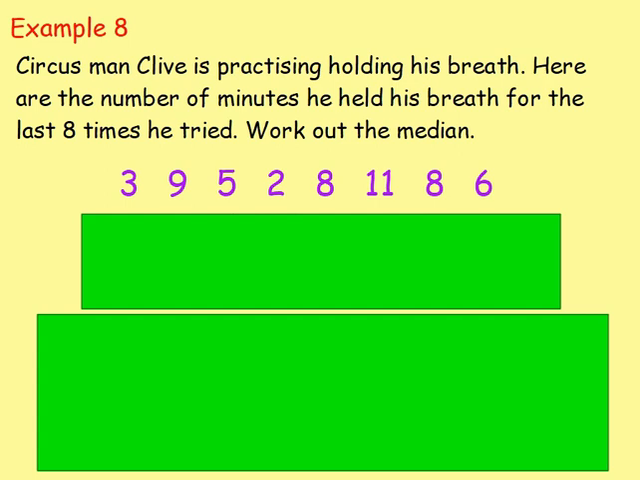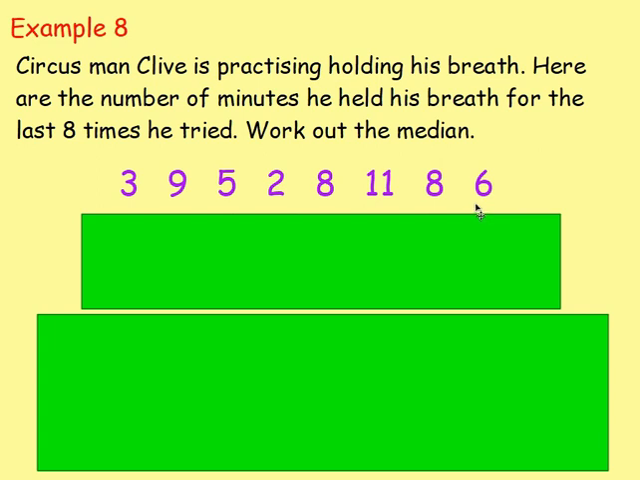Here are the number of minutes he held his breath for the last 8 times he tried. So, he held his breath for 3 minutes. Another time it was 9 minutes. Another time 5 minutes. And you get the idea. Work out the median. What is the first thing that you are noticing, Evie?